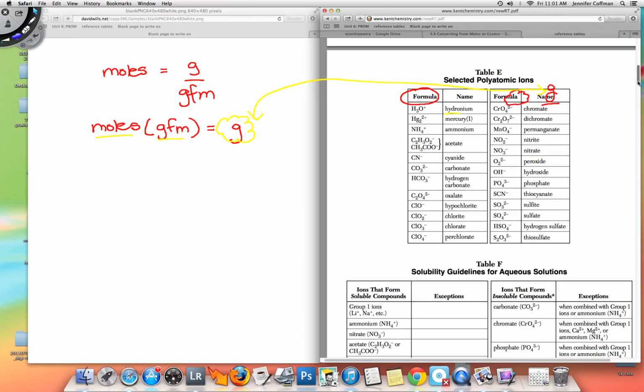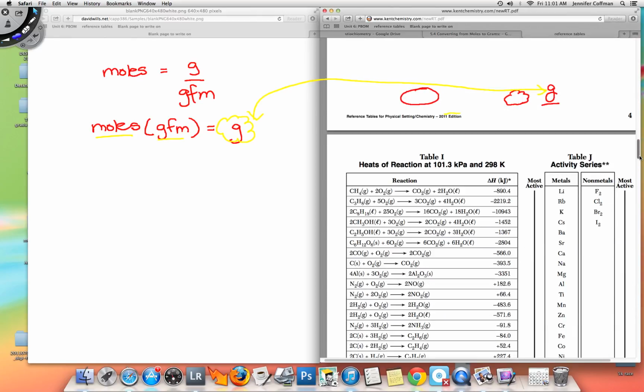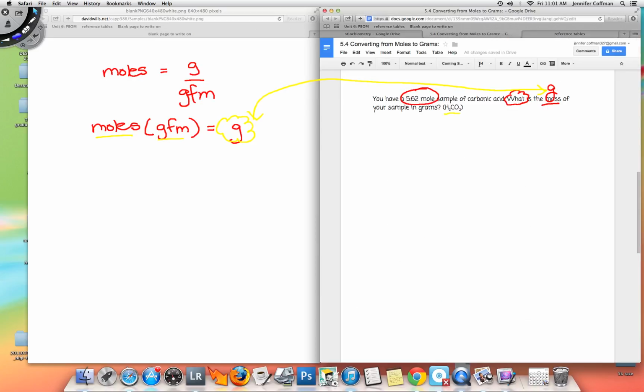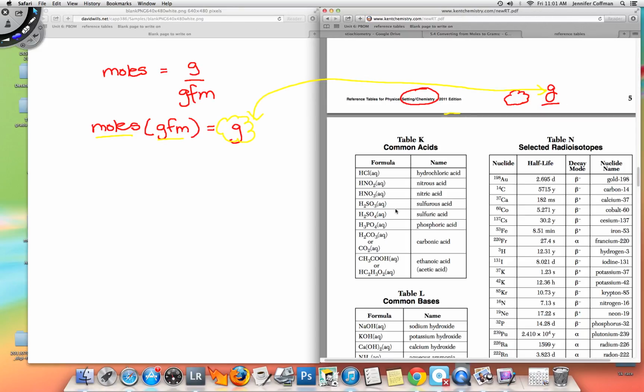And in your reference tables, believe it or not, on table K, there are some common acids. Carbonic acid happens to be one of those common acids. Here it is, carbonic acid. And there's the formula for it, H2CO3 or CO2 aqueous. This is the one that they're going to be using, because they are assuming with the aqueous that you know that it has water attached. If you look here, H2, there's 2 H's and an extra O, that's the water. So this is the formula that they want you to use, and that's why they gave it to you. But if they didn't give it to you, your common acids are right here on table K.